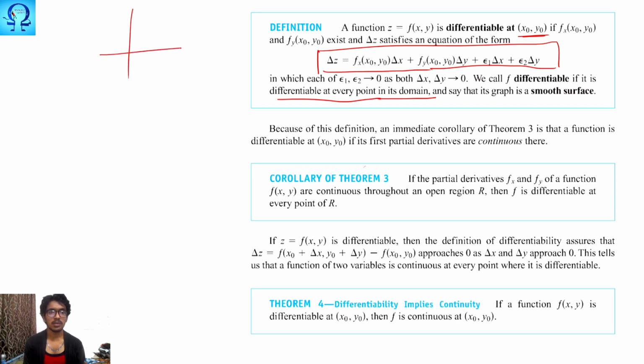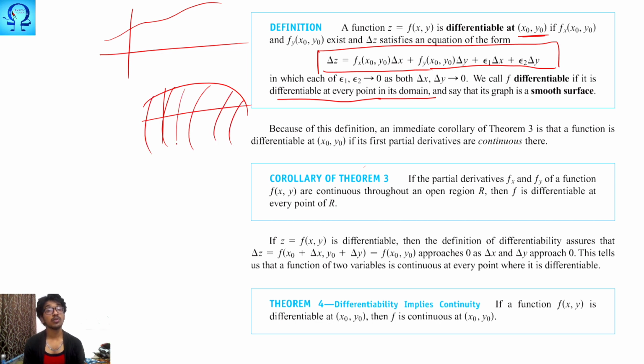We may also say the graph is a smooth surface. In the one variable case, it has to be a curve; here we are saying it has to be a surface. A smooth surface is what we are talking about. In the one variable case, if you have sharp edges, the derivative does not exist at that point. So wherever you have a sharp edge, the derivative does not exist.